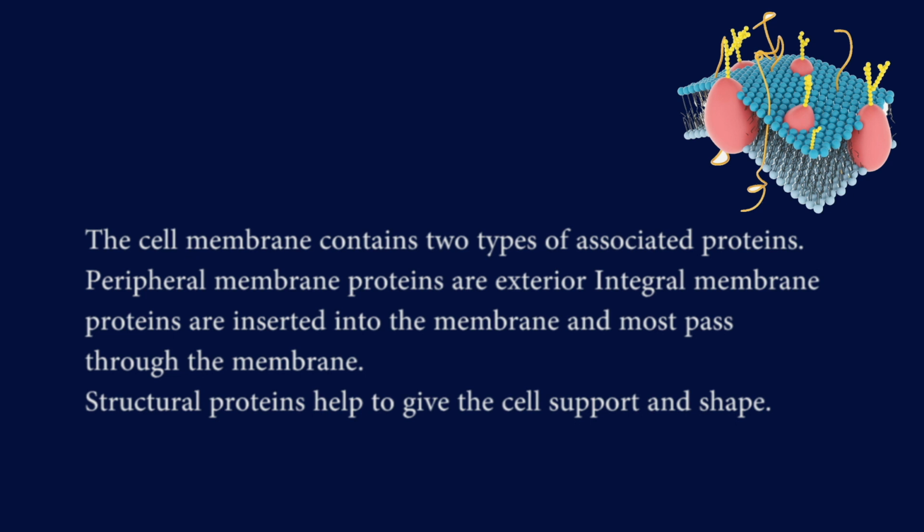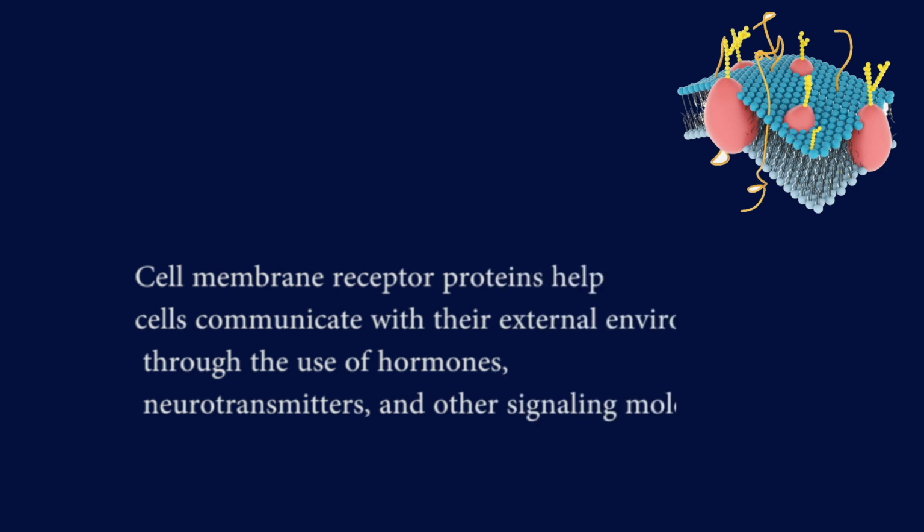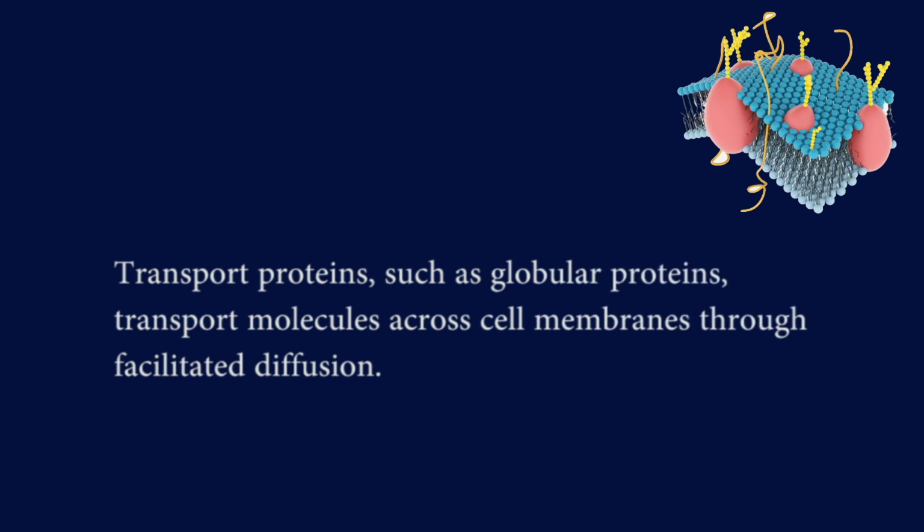Cell membrane proteins have a number of different functions. Structural proteins help to give the cell support and shape. Cell membrane receptor proteins help cells to communicate with their external environment through the use of hormones, neurotransmitters, and other signaling molecules. Transport proteins, such as globular proteins, transport molecules across cell membranes through facilitated diffusion.